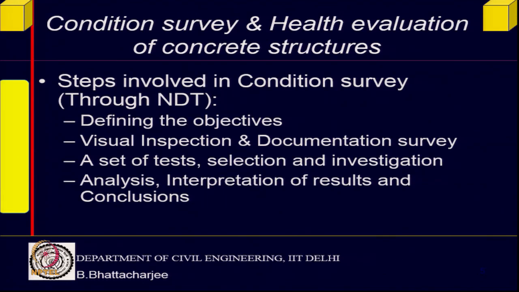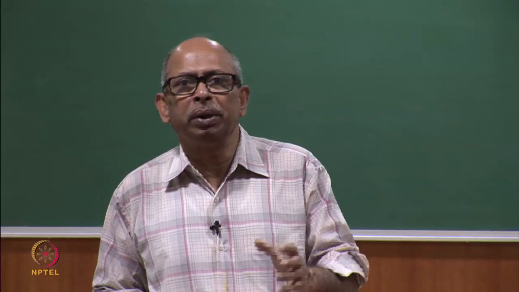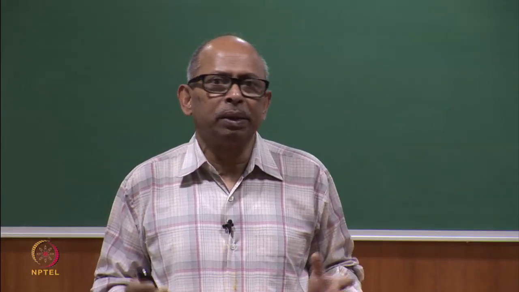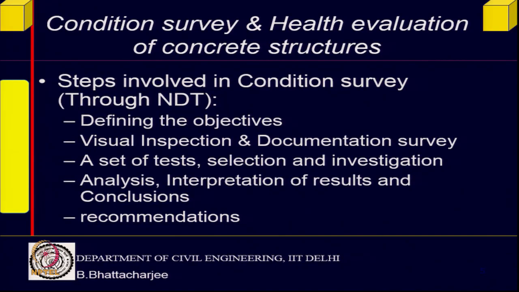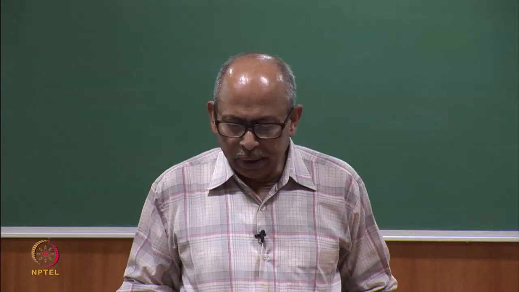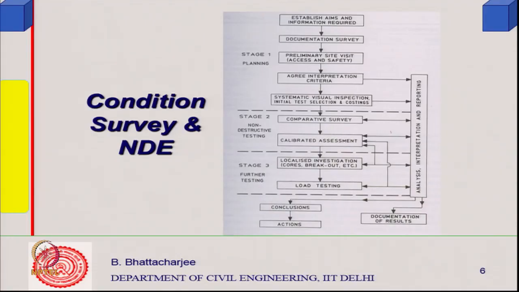Once the investigation results are there, you do analysis and interpretation from the results, and obviously you come to a conclusion, if you are diagnosing something according to your objective. So, the conclusion should be either that the cause of distress is so and so, or it could be the strength is so much, f_ck grade is so much, etc. Then based on that you have your recommendation. So, this is all given in this flow chart sort of thing.